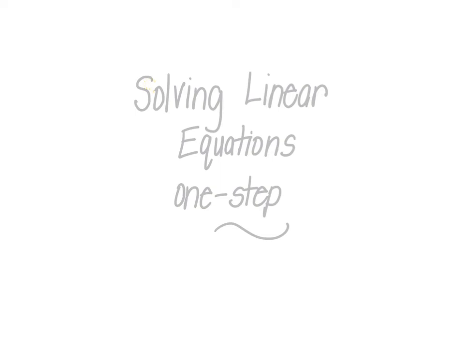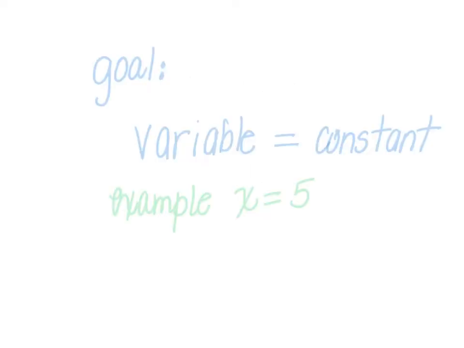In this video, we are going to be solving linear equations that involve one step. So when you're solving a linear equation, the goal is to get the variable all alone on one side of the equation equal to the constant. So your variable is your unknown, your letter, your x, your y, your z, equal to a constant being a number, -5, 0, 1/4, 12. So an example would be x is equal to 5. When I get to that point, I've reached the goal in solving an equation.